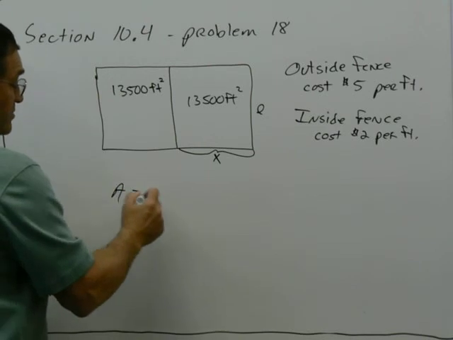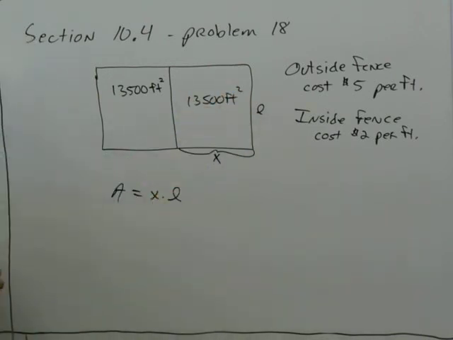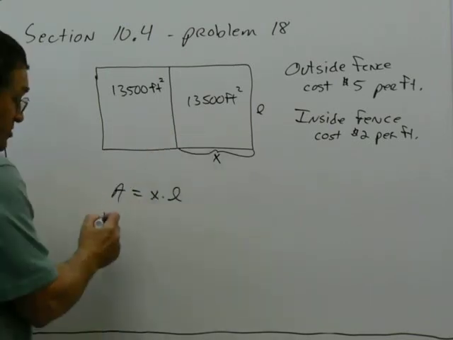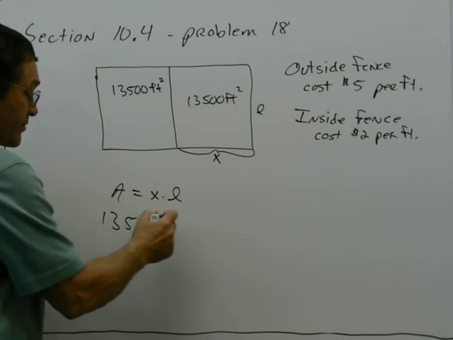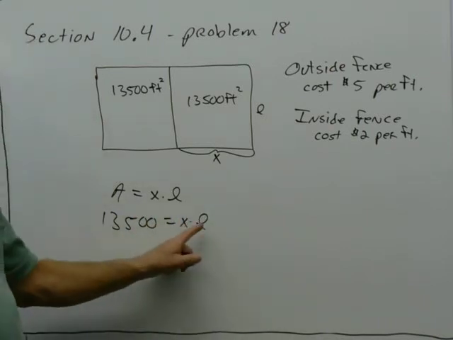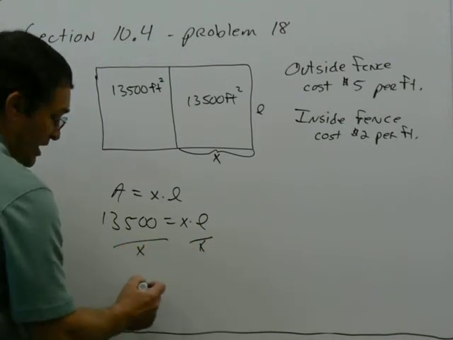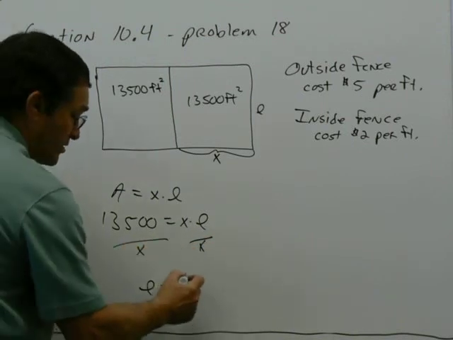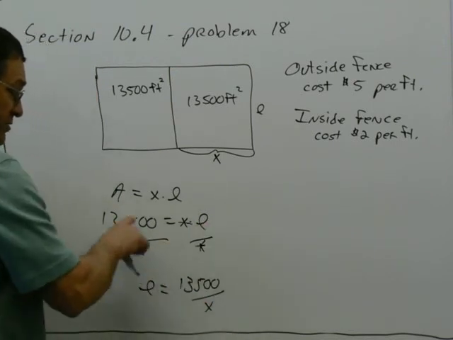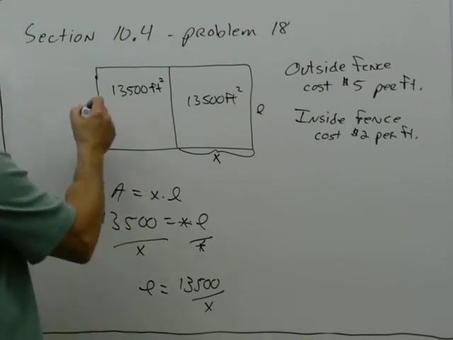The way that I get the area of this inner plot is going to be X times L. And I know that I want this area to be 13,500 square feet. Well, I can take this equation and solve for L in terms of X. Divide both sides by X, and I get L is equal to 13,500 over X. X is canceled here. L is equal to 13,500 divided by X. And so that's real helpful.